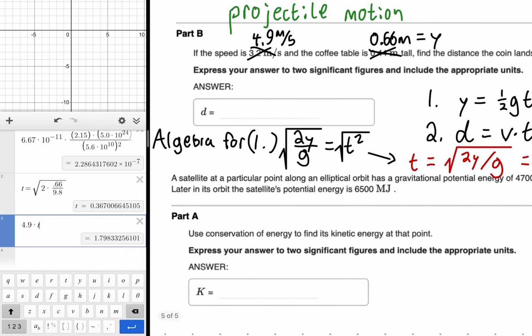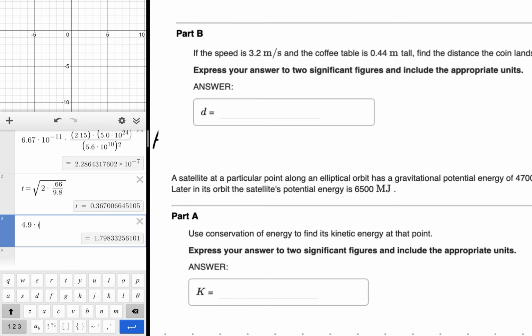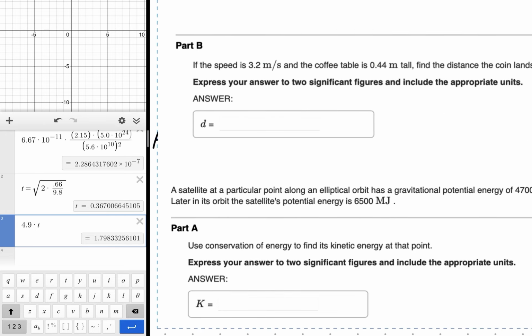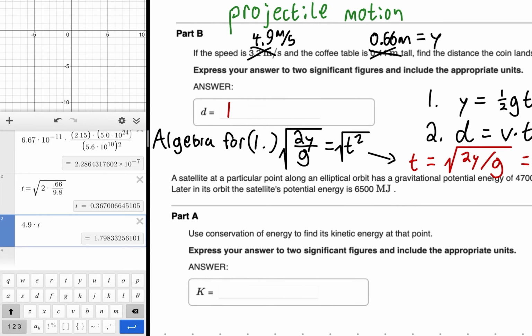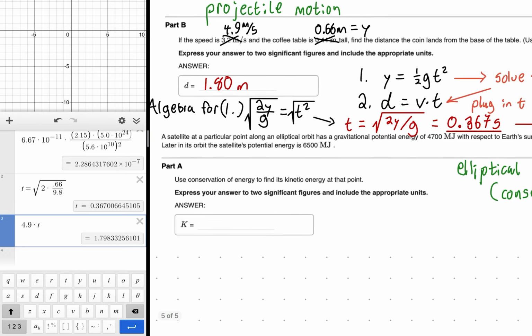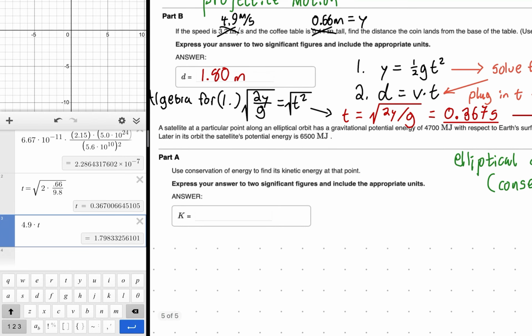So we would get a distance of 1.80 meters. And that's it. That is our answer for our projectile motion problem, taking a time in the vertical direction and using that time to find distance in the horizontal direction.